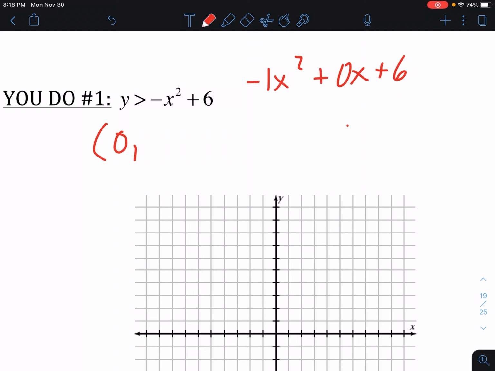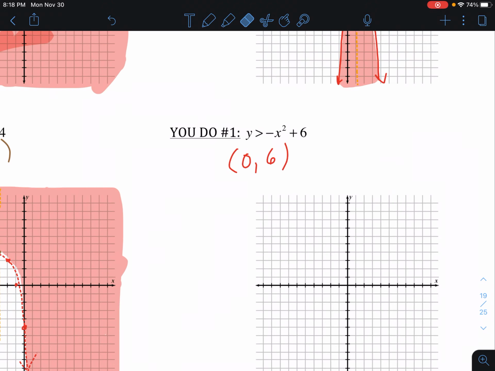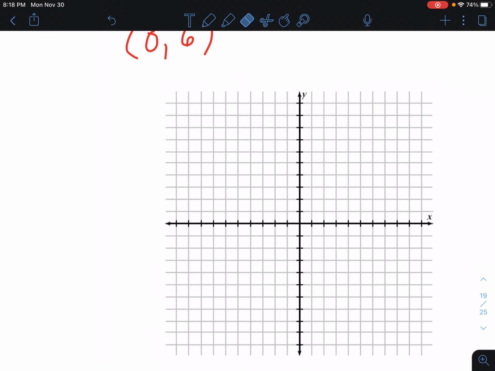So then you take the 0, plug it in to the formula for the X. So that would be -0 squared plus 6. And that'll be 6 for the Y coordinate of the vertex. Okay, from there, let's plot that point, 0, 6. I'm not going to draw the axis of symmetry because the y-axis will serve as that.